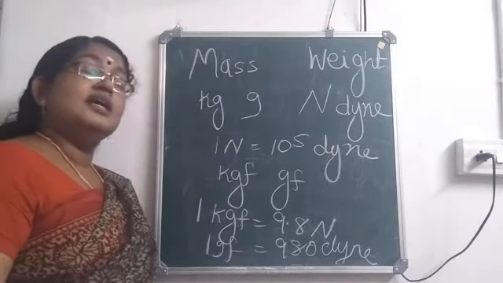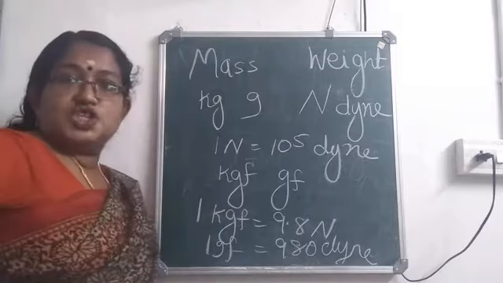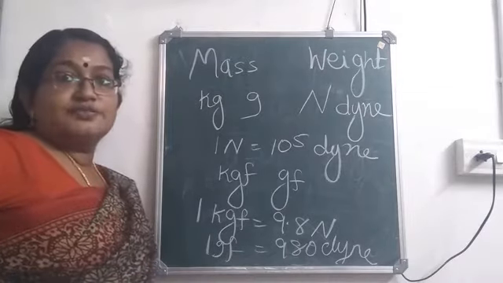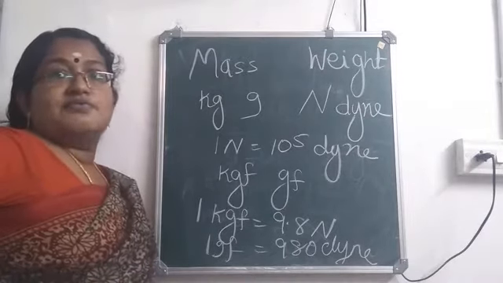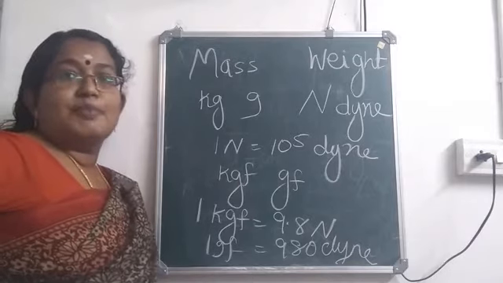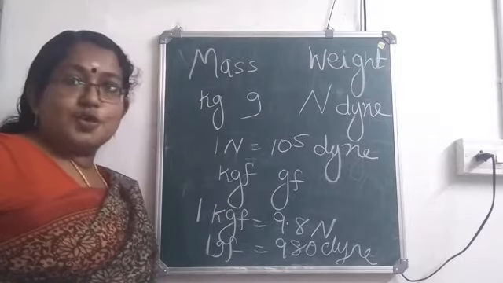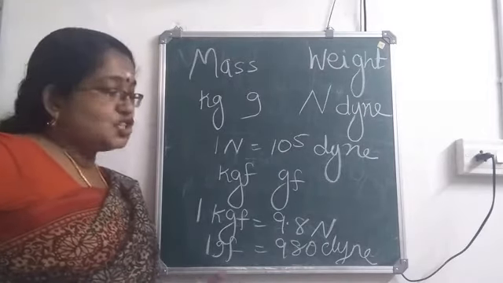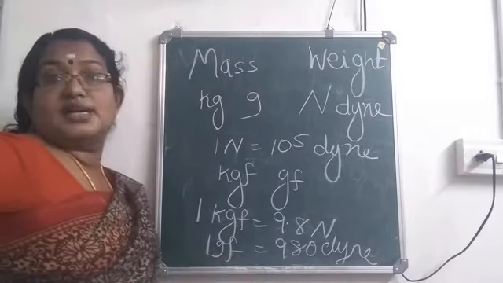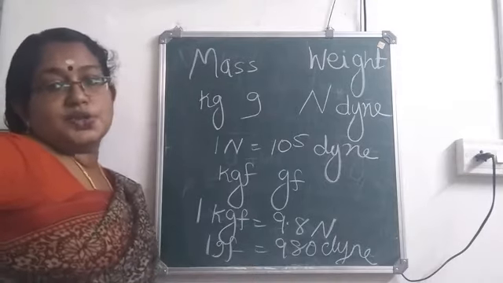And we have the definition for kgf. 1 kgf is the force which acts on a body of mass 1 kilogram, and 1 gram force is the force due to gravity which acts on a body of mass 1 gram. Okay, so is it clear?